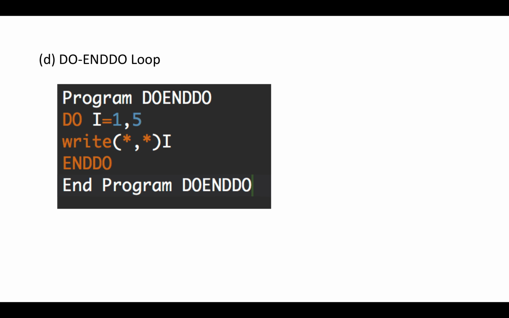Next repetitive structure is the do and do loop. The simple statement for the do and do loop is do I from initial value comma final value. The step is not mentioned, so it is by default 1. Inside this do loop, we have a simple write statement, write I, and end do. So this is the structure, the syntax: do I from starting to final value, and end do. This is the do and do syntax.